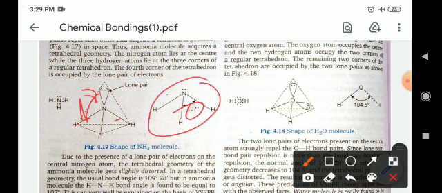Because this lone pair creates repulsion on these bond pairs, in that condition the shape of this molecule will be trigonal pyramidal.